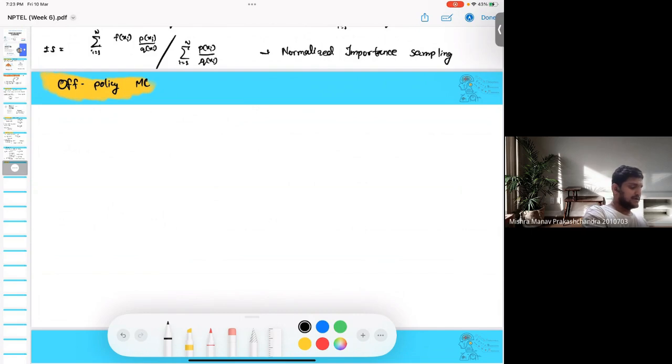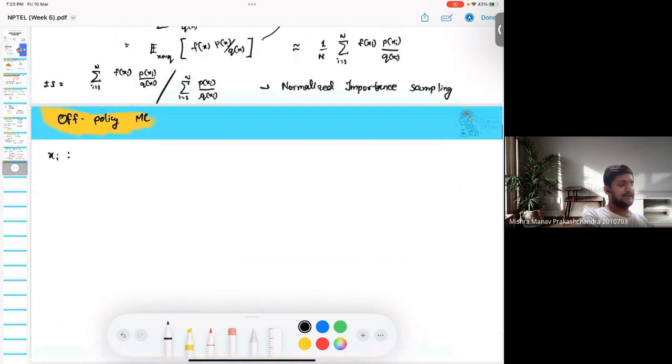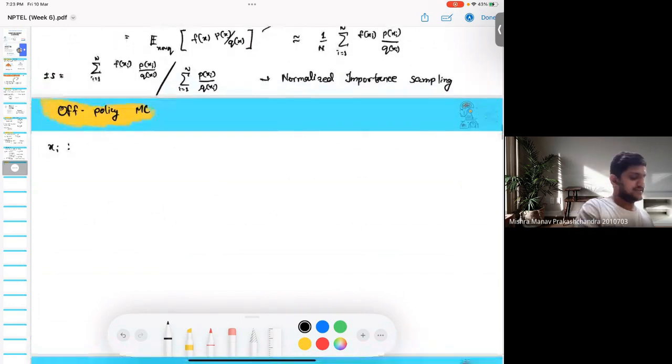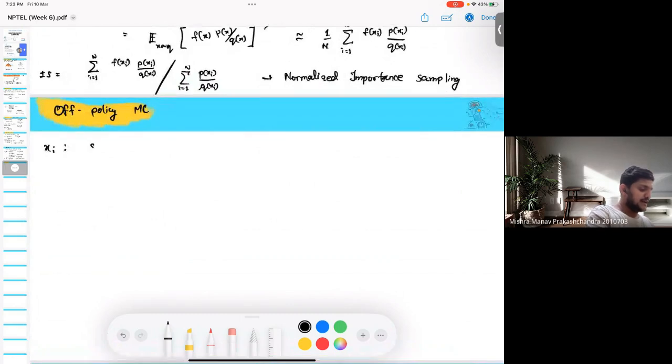Here my xi, which was a random variable in the above equation, would correspond to trajectories. So trajectories like I have some initial state S0, action A0, reward R1, S1, A1, R2, and so on. So xi is basically a trajectory that I have.